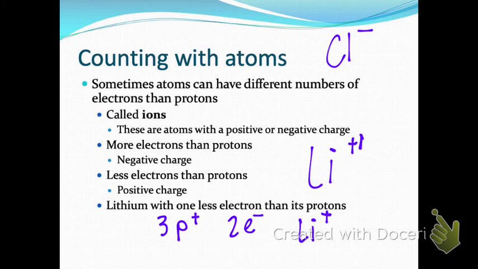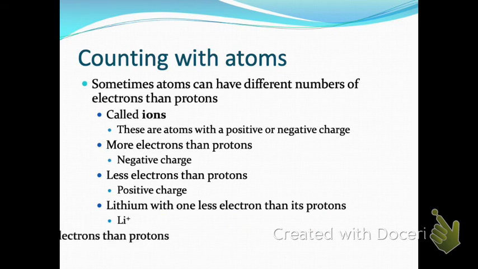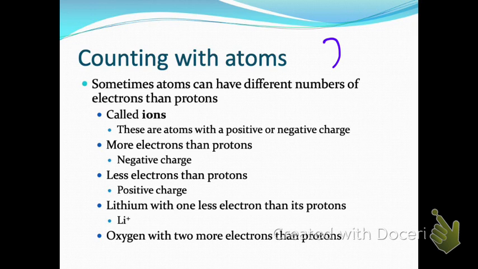+1. Very good. What happens now if I have oxygen with 2 more electrons than protons? It leaves me with a negative charge, and a negative charge of what? 2. O -2. How do we feel about that? O -2. So I'm going to ask you to be able to identify protons, neutrons, and electrons in both neutral atoms and in ions, right? You're going to have to do both of those things.